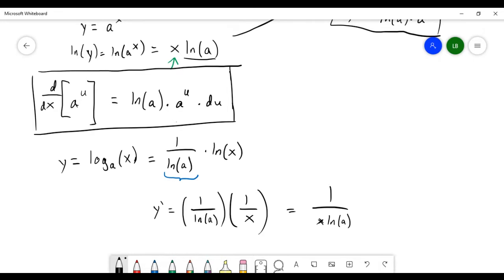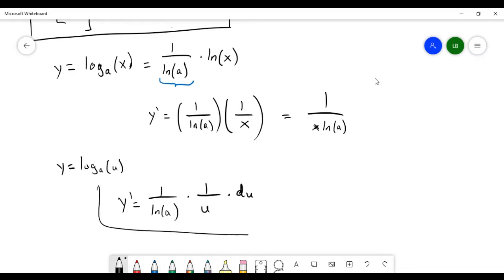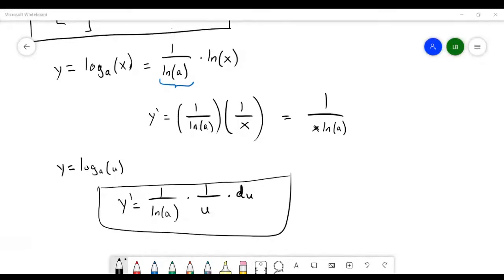And of course, if we wanted to generalize this and put it in terms of u, where y is equal to the log base a of u, then y prime would just be 1 over the natural log of a times 1 over u times du. So easy enough. That all makes sense? Cool.